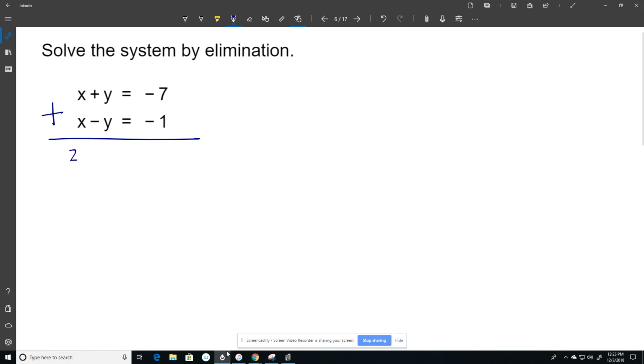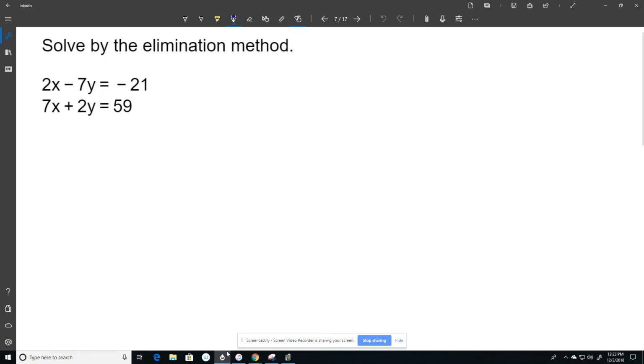x plus x is 2x. y plus a negative y is 0. So those cancel out. And then -7 plus -1 is -8. So 2x equals -8. If I divide both sides by 2, x is equal to -4.